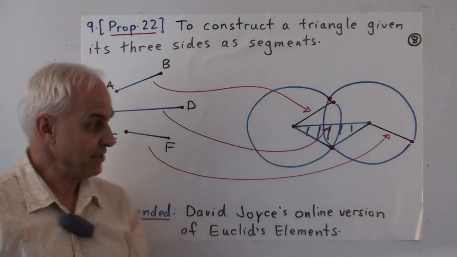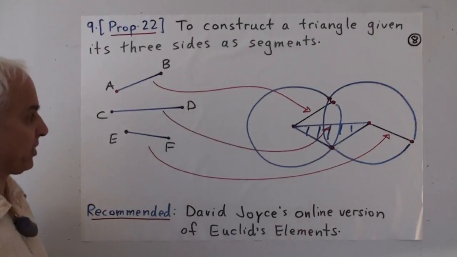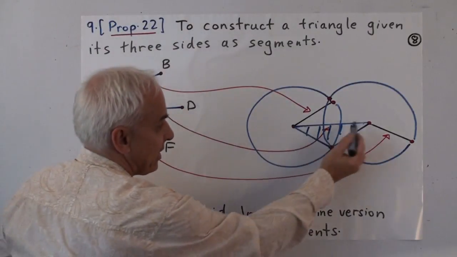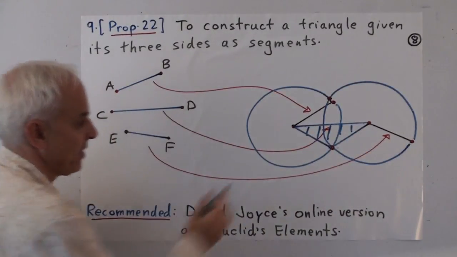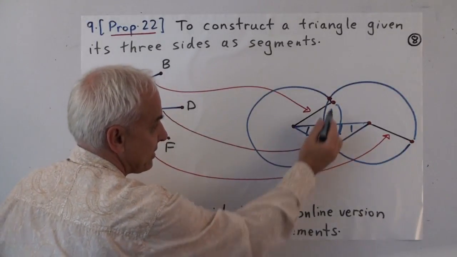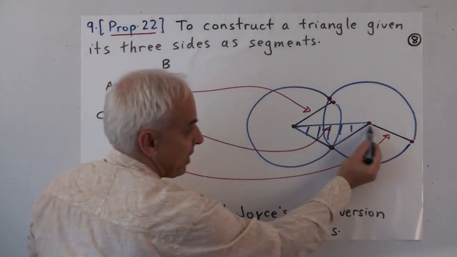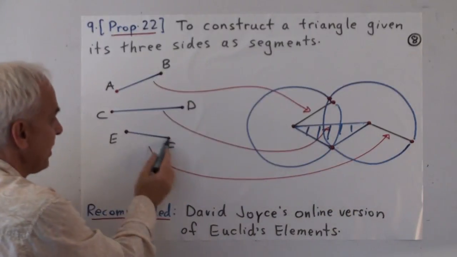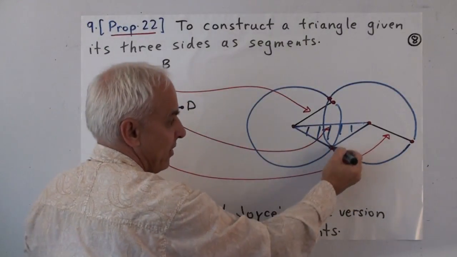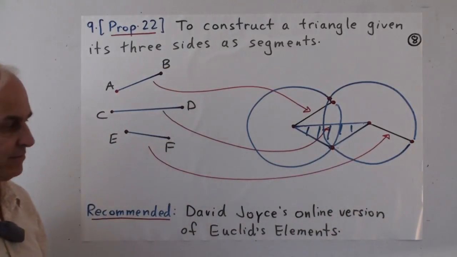And now I hope you can see that the sides of this triangle are exactly the three original sides. This side here is the same as CD. This side here is the same as this one here, which was the same length as AB. And this one here is the same size as EF, and so that one there is also the same size as EF.